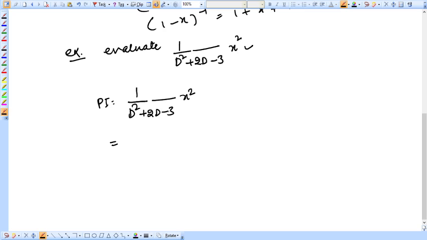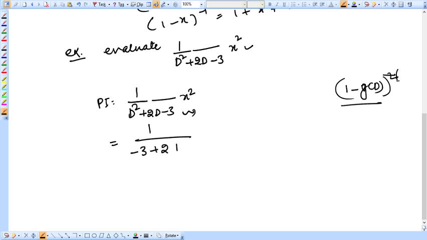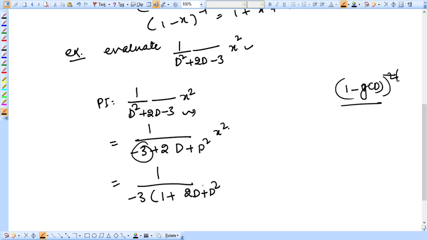Firstly, as I told you, we are going to change this operator into this form. For that we will have to write this operator in ascending powers of D. So write this in this way: minus 3 plus 2D plus D square, acting on x square. Now take minus 3 common, so that we have 1 in the place of the first term: minus 3 outside, 1 plus 2D plus D square divided by minus 3, acting on x square.